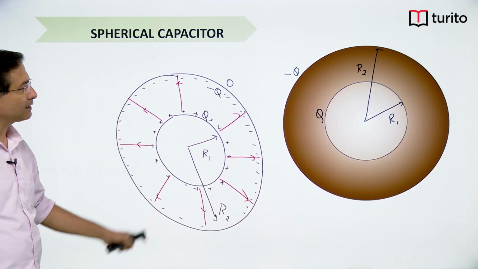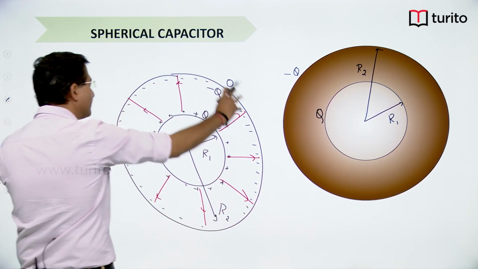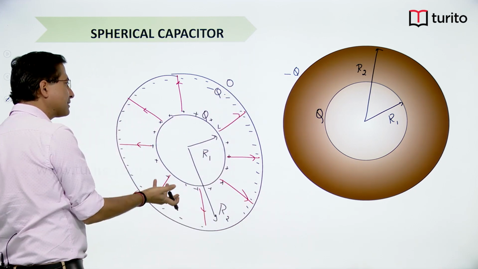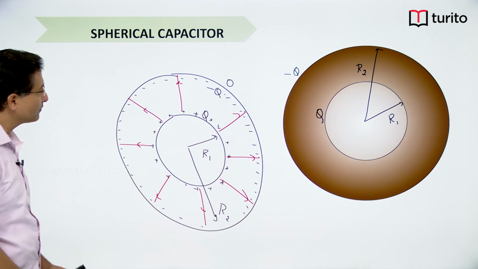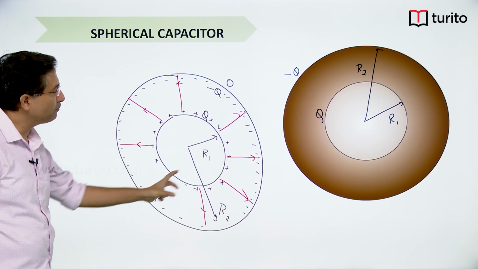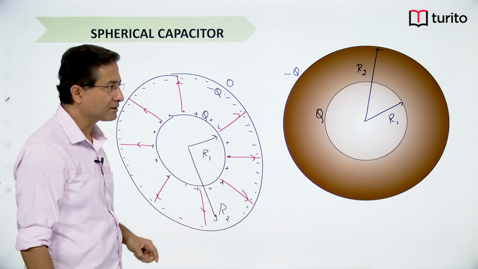So, this is the way field lines will be there. As the outer surface is not having any charge, there will not be any line here. Similarly, there won't be any line inside because inside there is no charge residing, right. So, this is the way field pattern will be there in space.